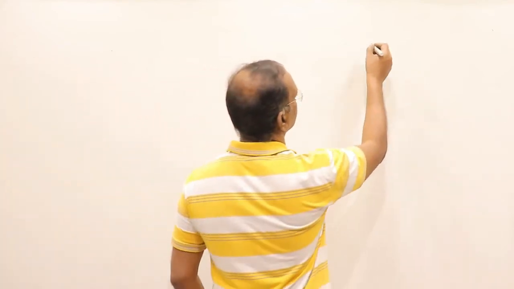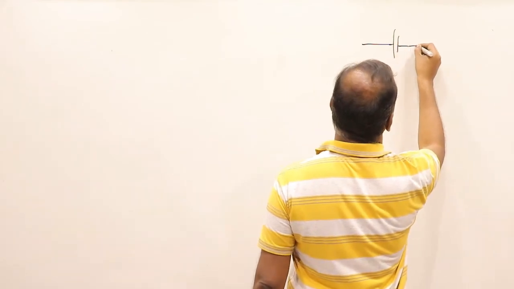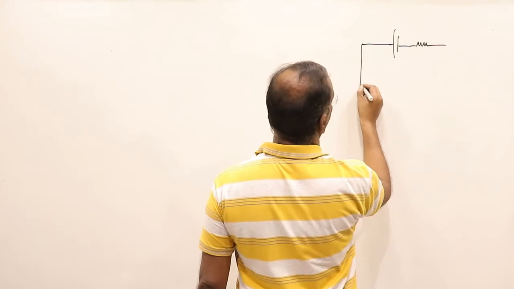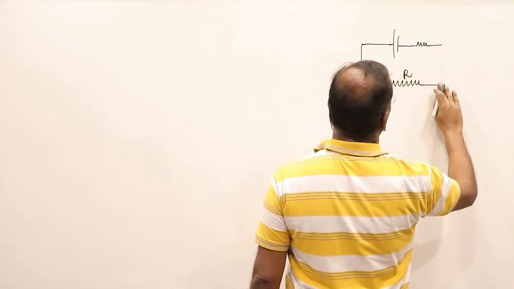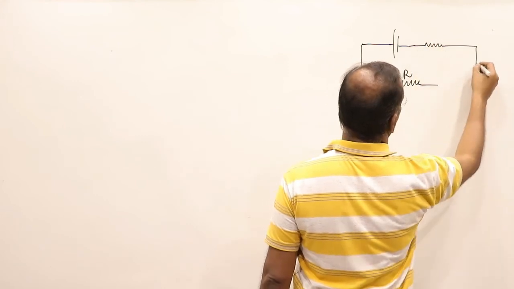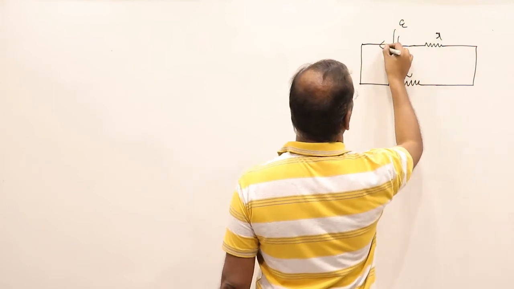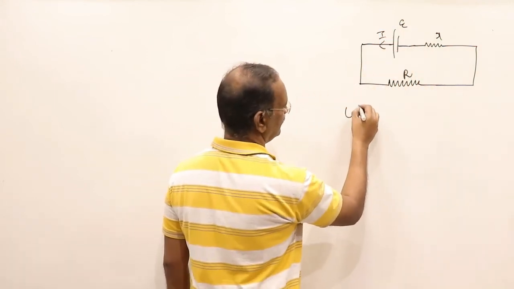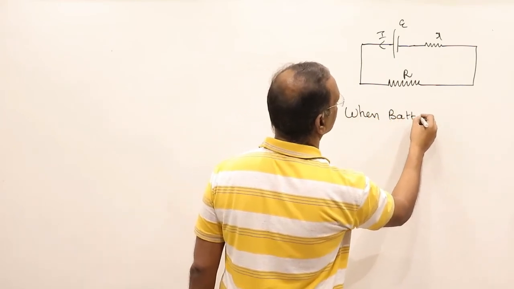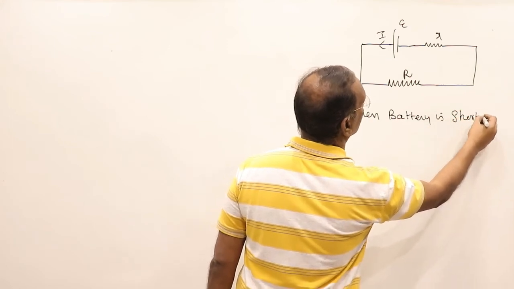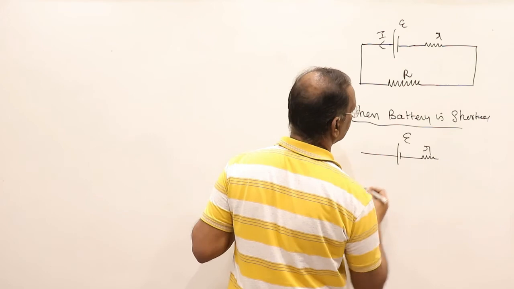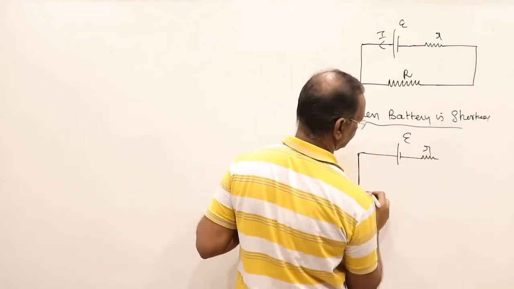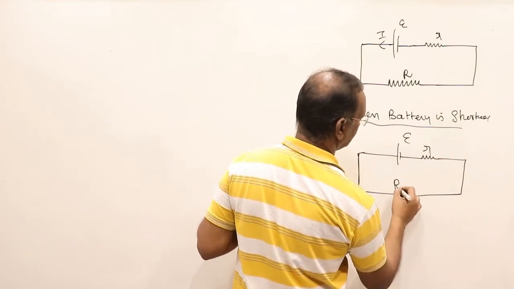Next, one more important condition: when the battery is shorted. Earlier, this is the battery with internal resistance supplying current to the external resistance. Now, when the battery is shorted, the circuit diagram will go like this. This is the internal resistance, this is the EMF, and this portion is shorted. Shorted means R is equal to 0.